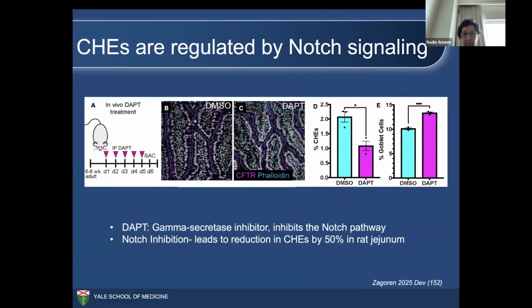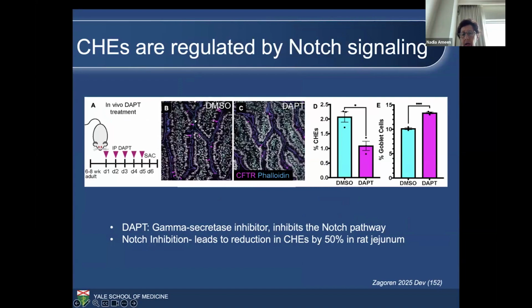So in terms of the Notch signaling, this is some data from the paper. You can see what we did in this study here was we treated the rats with DAPT, which is a gamma secretase inhibitor that inhibits the Notch pathway. And when we did that, the number of Chi cells was reduced by 50%.